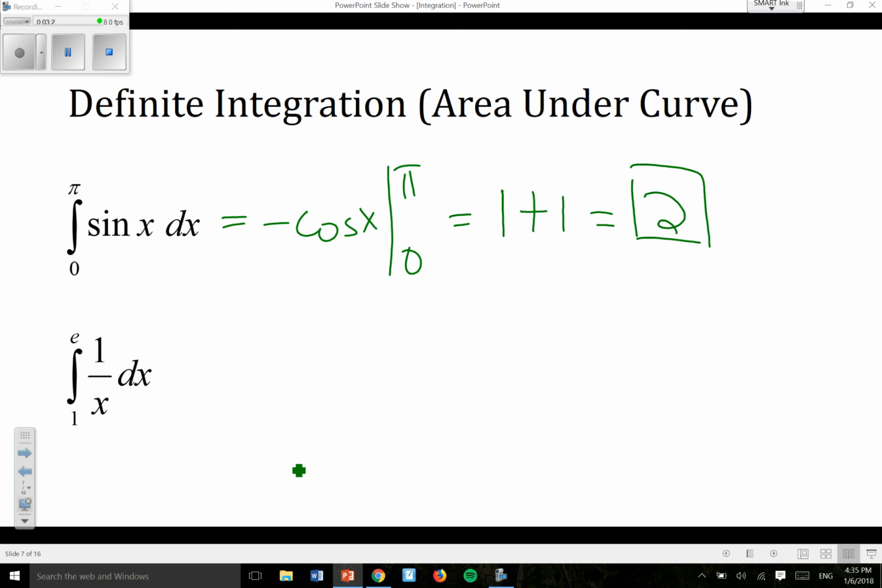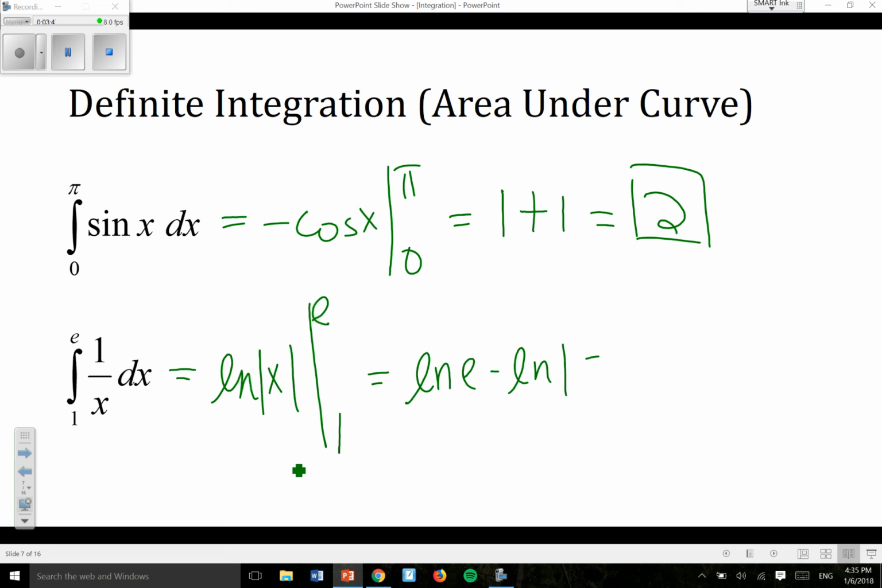Another example is finding the area under the curve 1 over x from 1 to e. All we have to do is anti-differentiate 1 over x. We get natural log of the absolute value of x, and we plug in e and 1. Natural log of e minus natural log of 1, we can simplify. We know natural log of e is 1. Natural log of 1 is 0. And so the area under the curve from 1 to e is exactly 1.